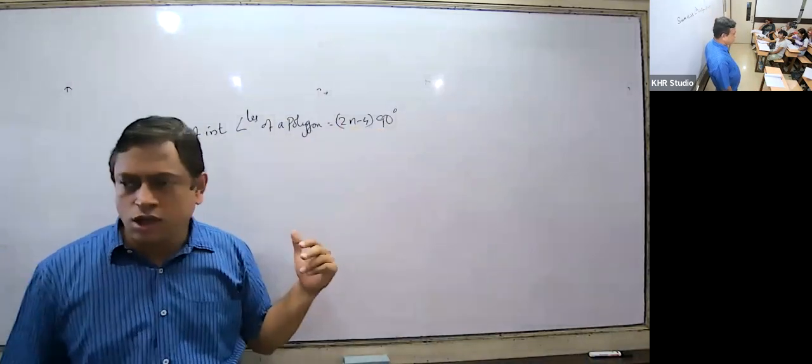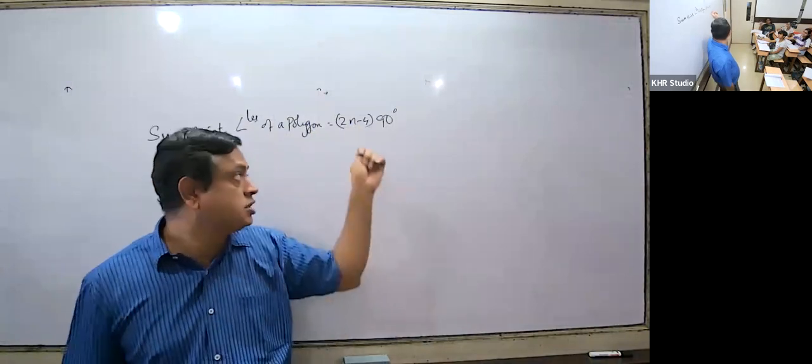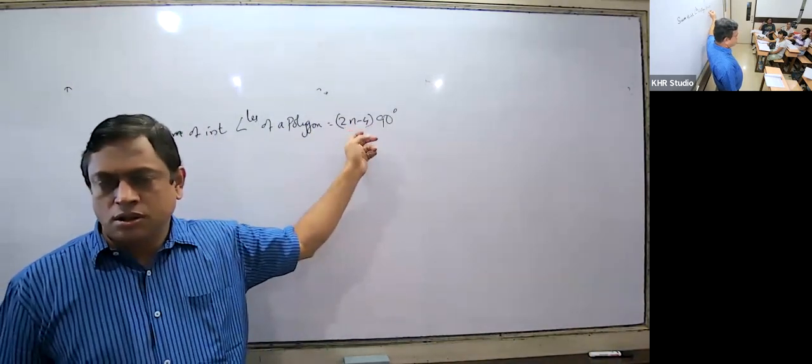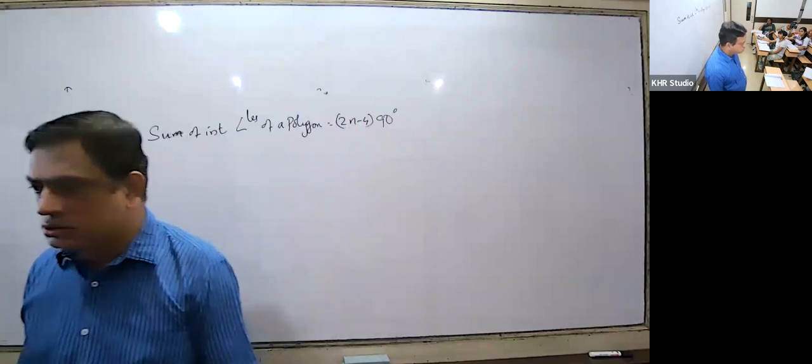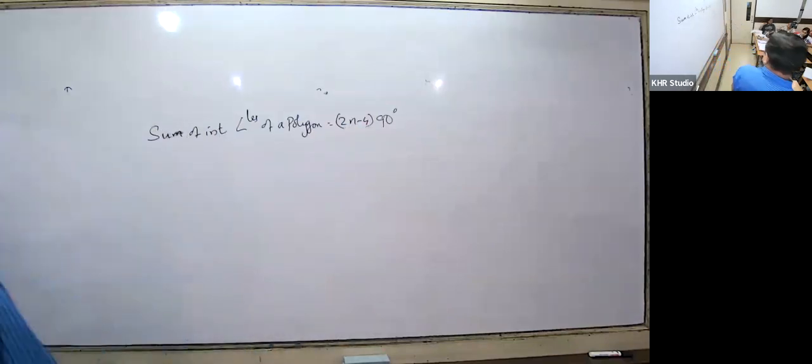Now, quadrilateral, how many sides? 4 sides. Replace. 8 minus 4 is 4. 4 times 90 is 360. Yes or no? Yes, 4 nineties are 360.